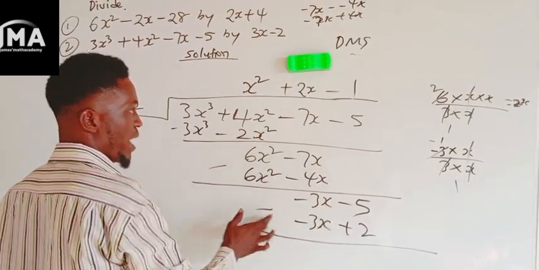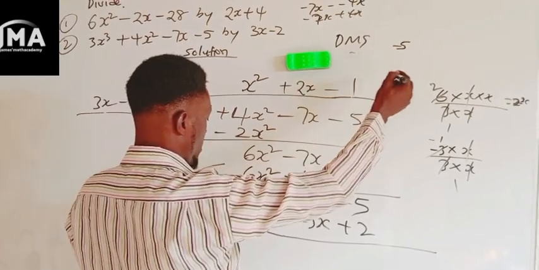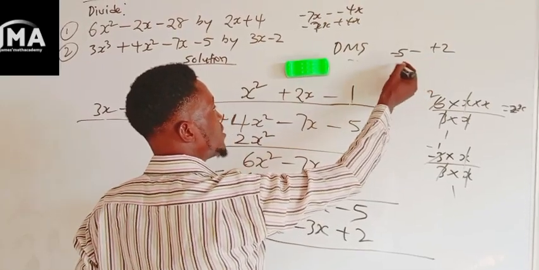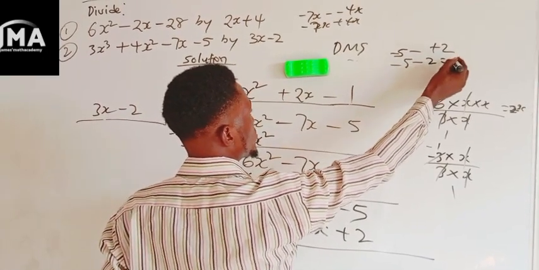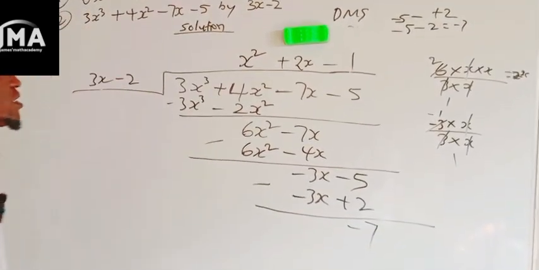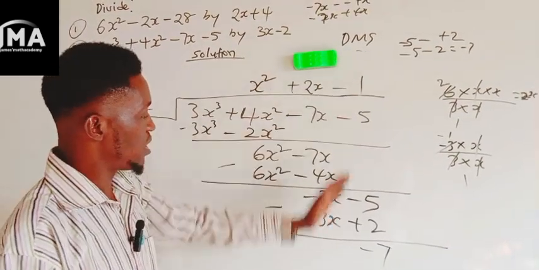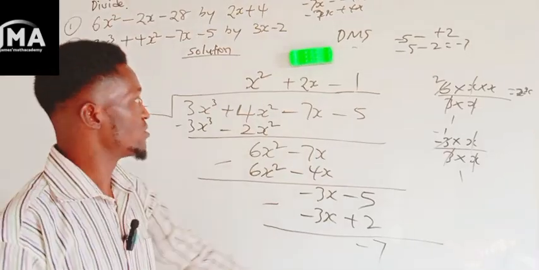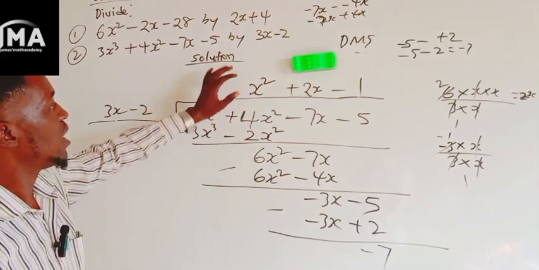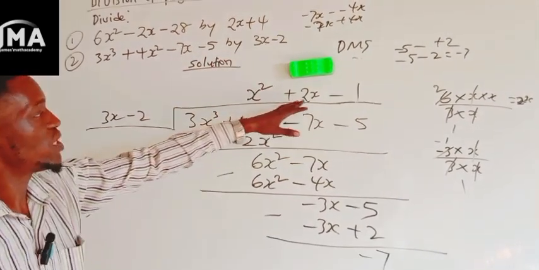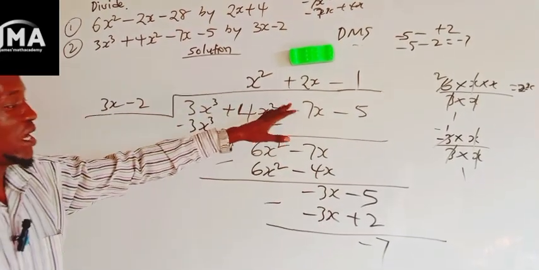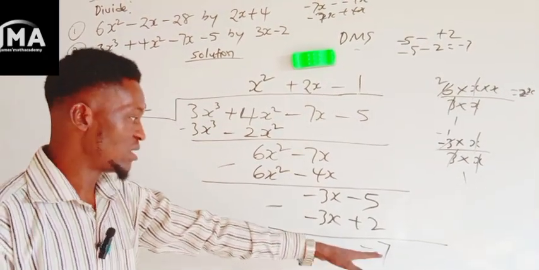Minus 5 minus plus 2. Minus plus is minus. So it's minus 5 plus minus 2, which is equal to minus 7. So here is minus 7. Okay, since we are done with our DMS, our remainder is minus 7. So basically, this is our final answer to this question. We were able to get the quotient. The quotient is x squared plus 2x minus 1. This is our divisor, this is our dividend, and this is our remainder. Our remainder is minus 7.